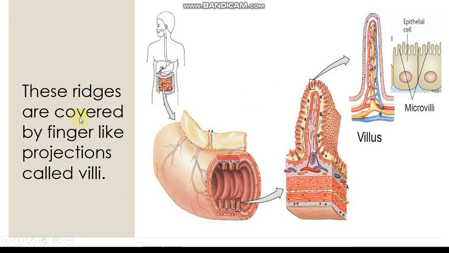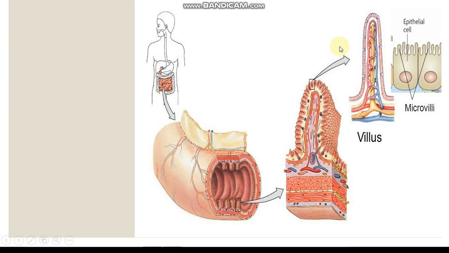Okay, these ridges are covered by finger-like projections, and these projections are called villi. So these ridges are covered by finger-like projections called villi. وإذا جينا عملنا zoom أكتر على هيدي أخذنا one villus and we looked at it, we noticed that this is the villus.